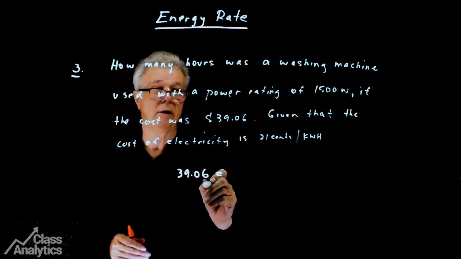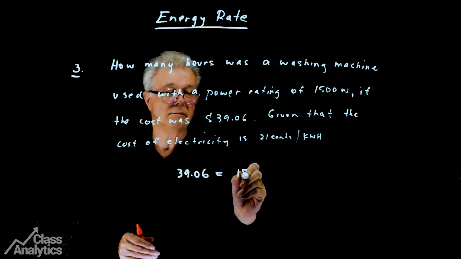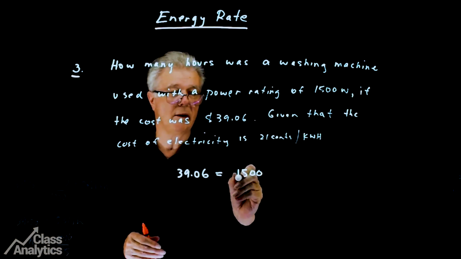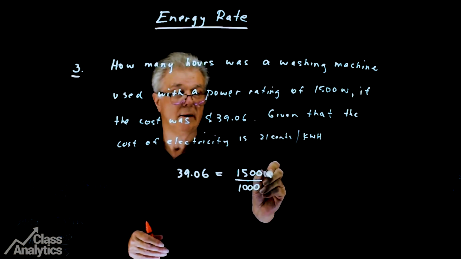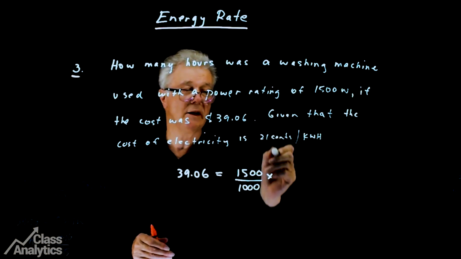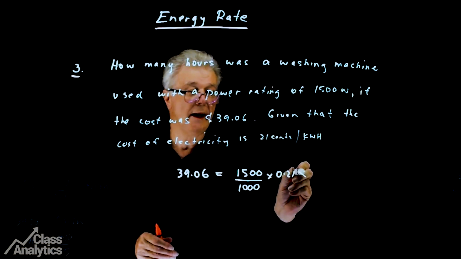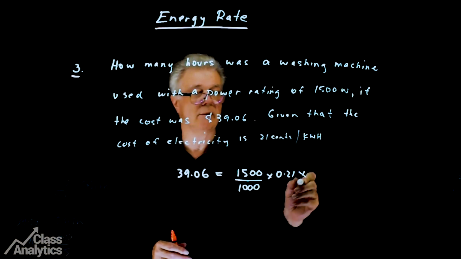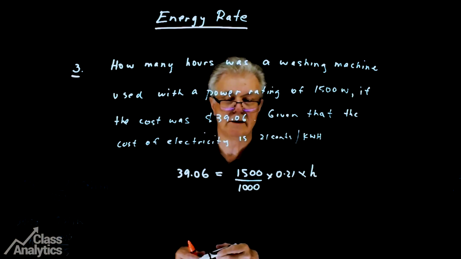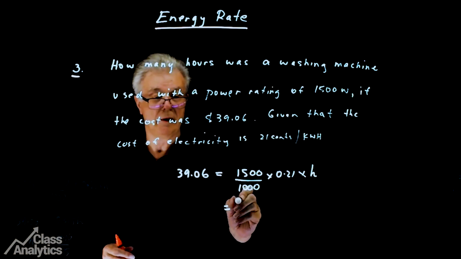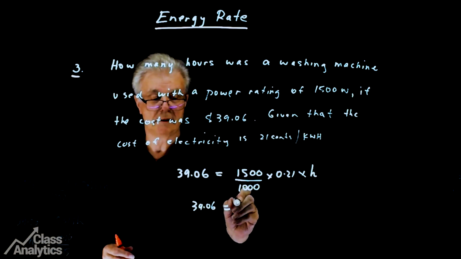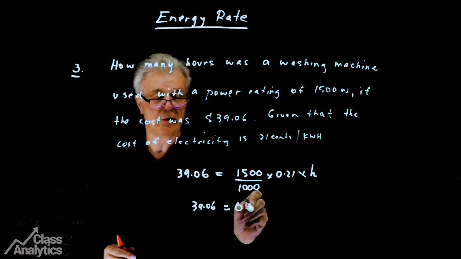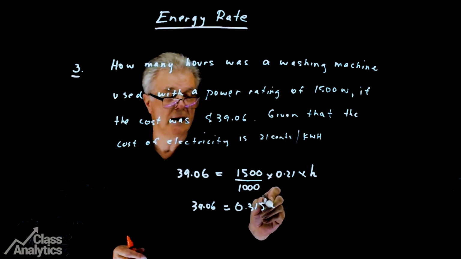That must be equal to the 1,500, which is in watts, so we're going to divide that by 1,000 and bring it to kilowatts, multiplied by the 21 cents, which we'll put in dollars, 0.21, and we'll times it by H, where H is the number of hours. That becomes 39.06 equals 0.315, all this times H.